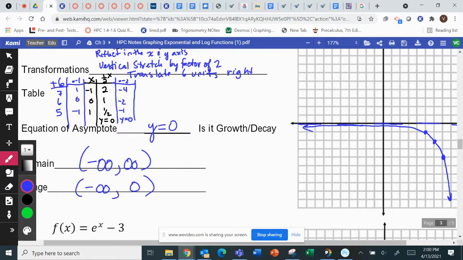Somebody want to take a stab at it? How many people think it's growth? I'm not going to call on you just because you raise your hand. Nobody thinks it's growth. Okay. How many people think it's decay? Interesting. Who thinks it's decay and would like to explain? Gavin, what do you think? Base speed is between 0 and 1. Okay. So nobody thought it was growth. For real? Okay.